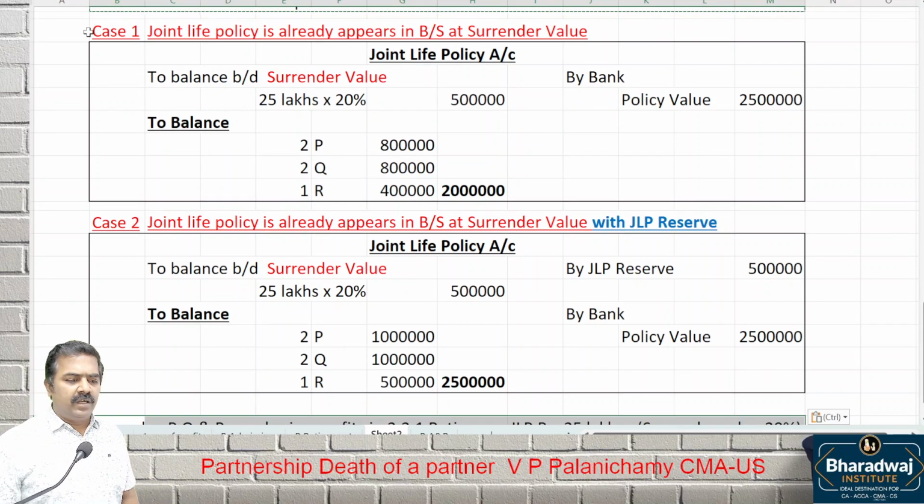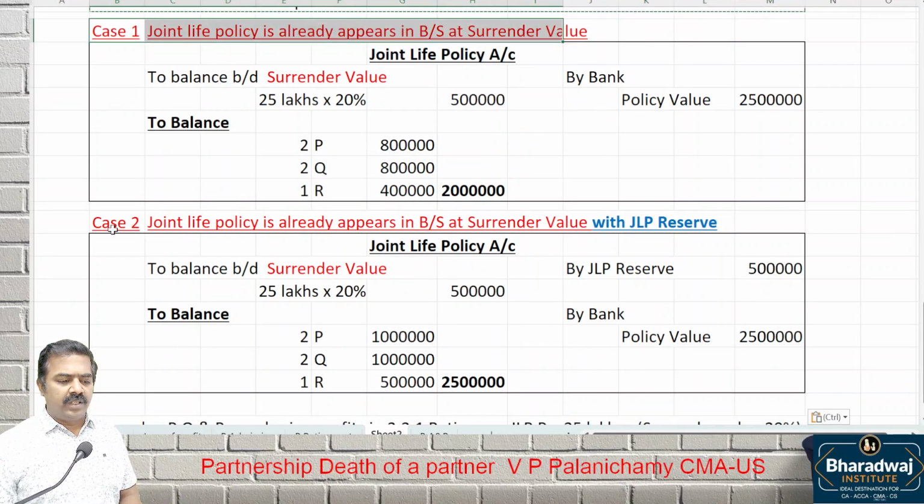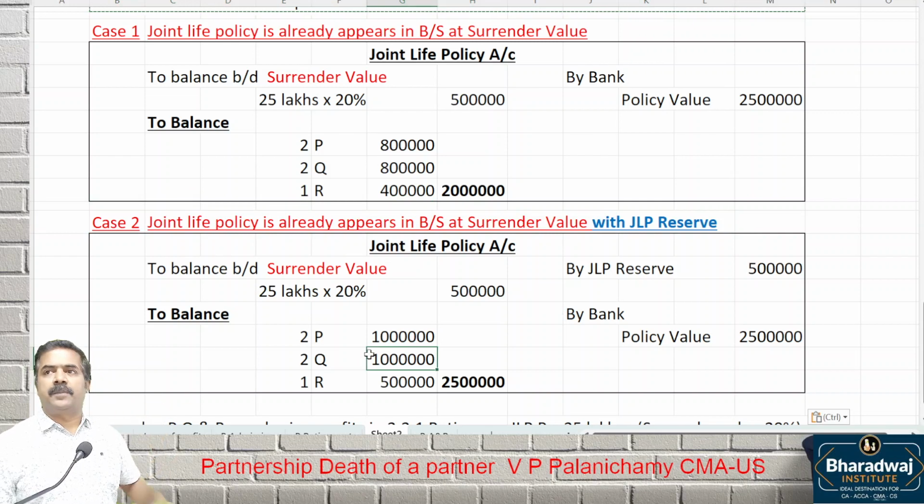Pay attention. Case 1 and case 2, are they joint policy or separate policy? 25 lakhs together for PQR. 25 lakhs together for which one? PQ and which one? R.